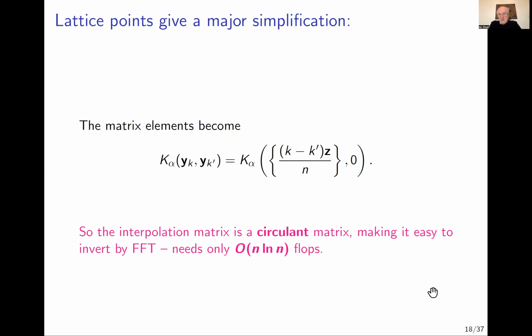So the interpolation matrix is a circulant matrix, and that makes the linear algebra problem, which is a major concern of all interpolatory methods, so easy to invert and solve by fast Fourier transform. It needs only order n log n flops, and the fact that it's ill-conditioned in practice presents not the slightest problem at all, because when you use FFT, effectively you reduce it to a one-dimensional problem, and the condition is just not an issue.